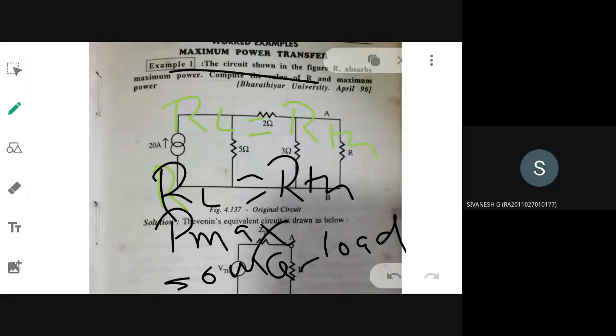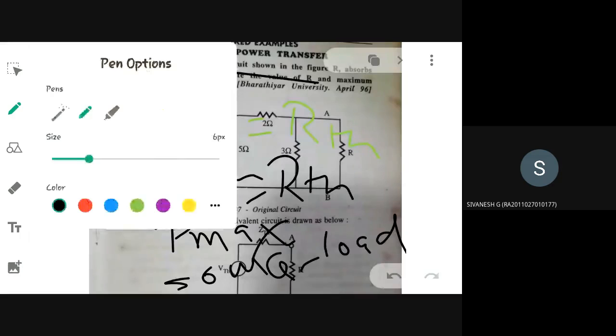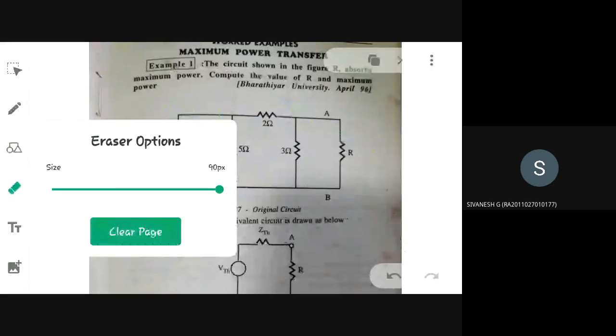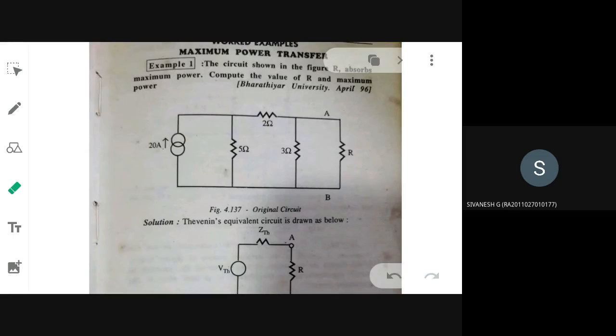So using that theorem also you can do circuit analysis. Plus there is a formula for finding out maximum power that I will tell you today. That is P max is equivalent to V Thevenin square divided by 4 R Thevenin. So here also you need to find out V Thevenin and R Thevenin, because that will help you finding out maximum power that is transferred.